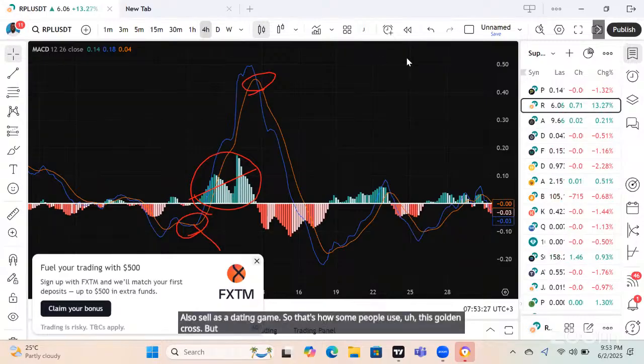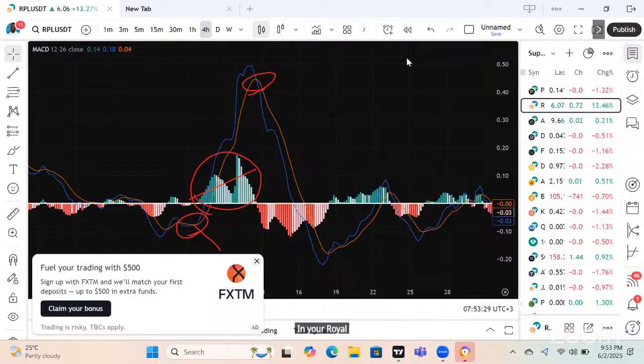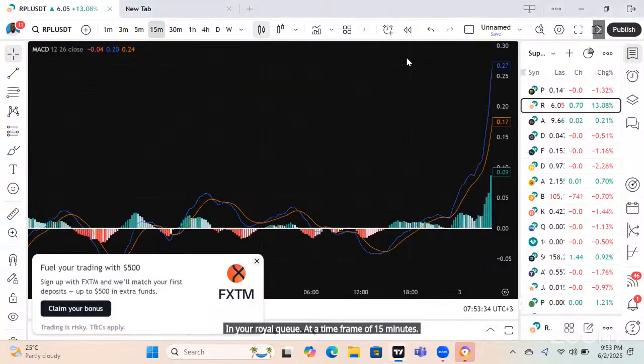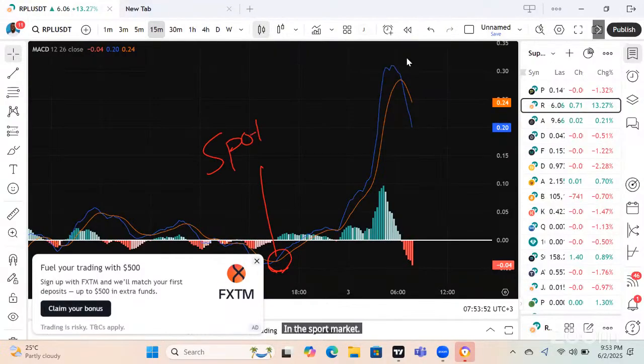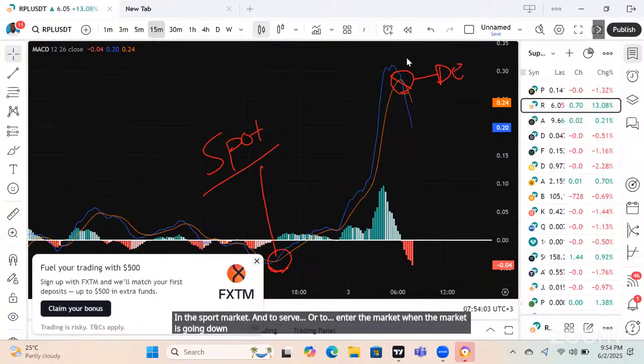But remember, in your Royal Q, at a time frame of 15 minutes, Royal Q can be automated. Royal Q can be automated to buy at a golden cross in the spot market and to sell or to enter the market when the market is going down at a death cross.